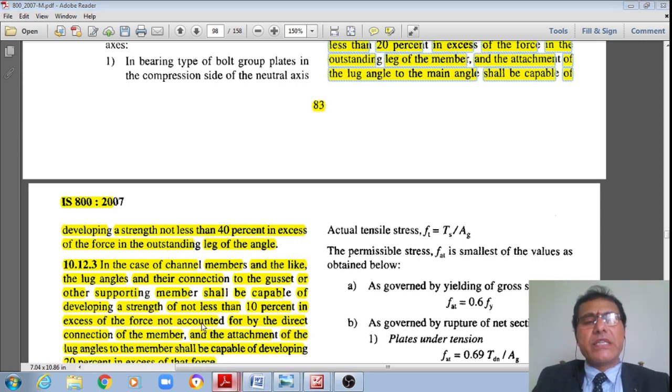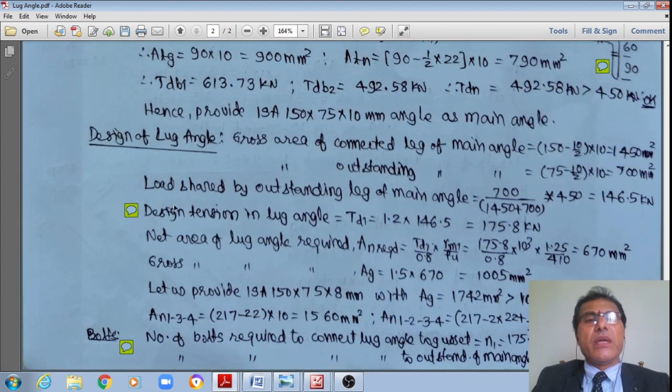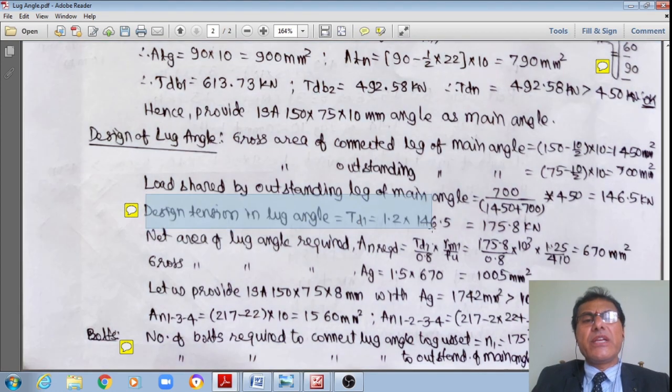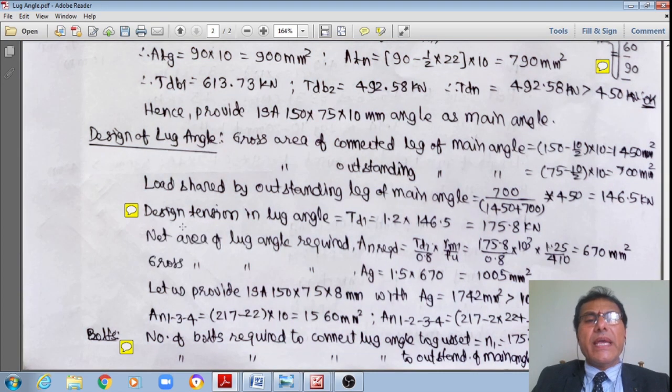I'm just recalling these codal specifications once again. Therefore, the design tension in the lug angle is 20% excess of that 146.5 kilonewton, which is 175.8 kilonewton. Now let me calculate the net area of the lug angle required. Just now we have seen the same calculation for the main angle also.